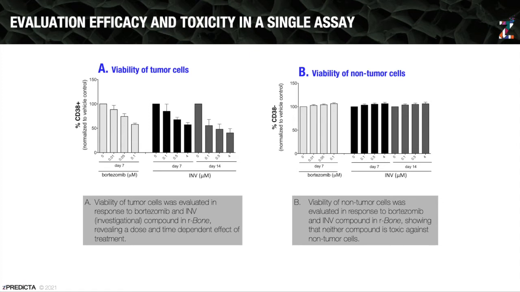This is an example of looking at both efficacy and toxicity in the same assay. This was done in multiple myeloma, looking at the bone marrow culture and comparing bortezomib with an investigational compound. For the CD38 positive plasma cells, you can see that both bortezomib and the investigational compound did affect the viability of these cells, with the decreased viability coinciding with increased concentration of treatment. But looking at CD38 negative, so non-plasma cells, non-tumor cells, the viability was not affected by this compound. So you can at least get some sense of rudimentary toxicity from the same assay.